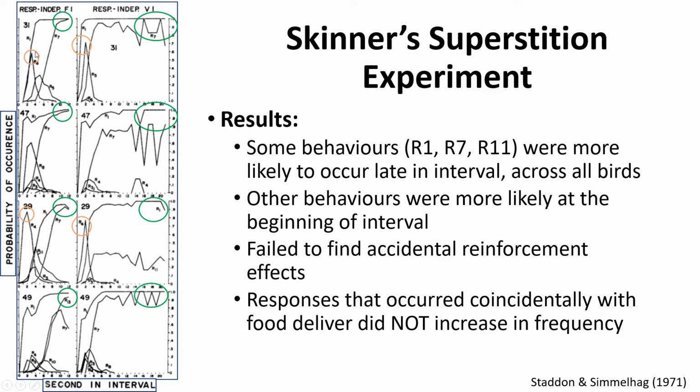And so things like pecking at the floor or turning around would be a lot more likely to happen at the beginning of the interval, when the birds pretty much know that food isn't coming for quite a while. They have a whole 10 or 12 seconds left before they could get food, so they're going to turn in a circle, or they're going to peck at the floor, or they're going to move around in the cage. So those early peaks are just random behaviors of them killing time.